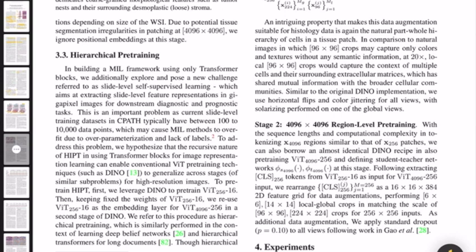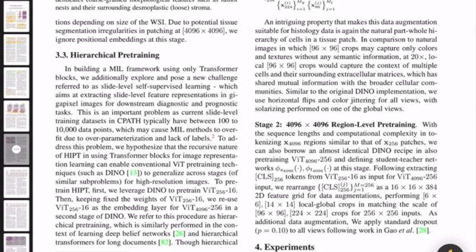Next, we discuss pre-training. For a model of this size, pre-training is important given the number of parameters. Self-supervision is also important here because few datasets in computational pathology have labels, and datasets are usually small in size. The way pre-training is done in this case is using DINO at the first two stages.